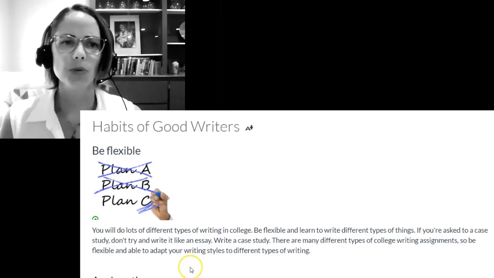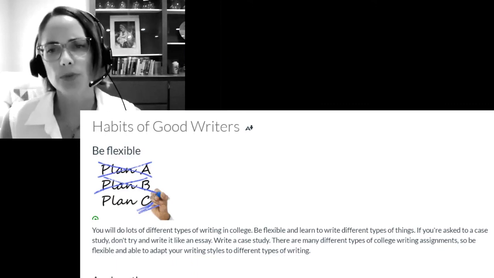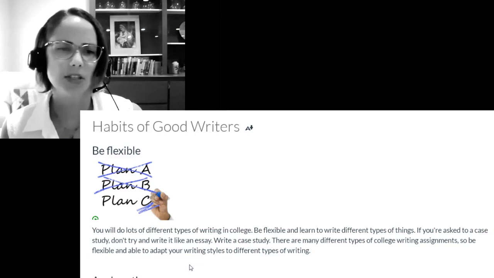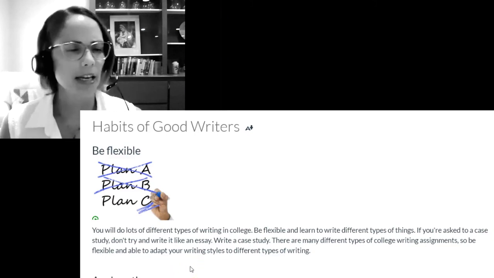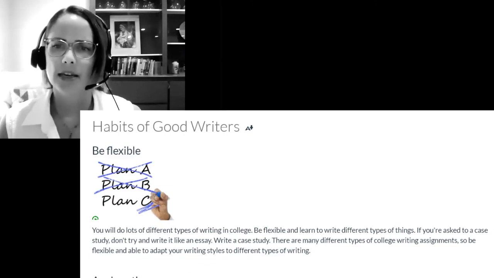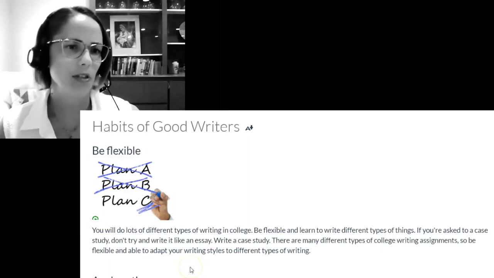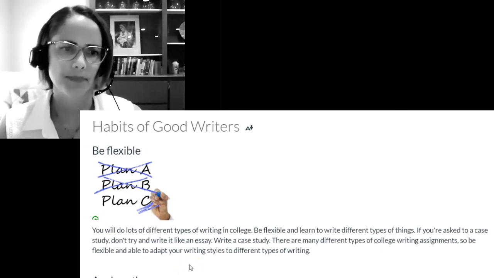Let's explore the habits of good writers. The first is to be flexible. You will do lots of different types of writing in college, so be flexible and learn to write different things. You're going to be asked maybe to do a case study. You're not going to write this like you would write an essay. You have to write a case study. And there are many different types of college writing assignments, so you have to learn to adapt your writing style.